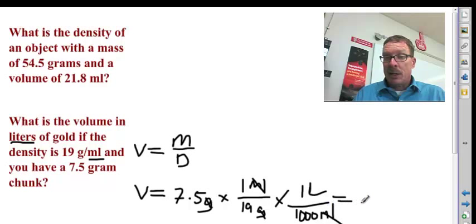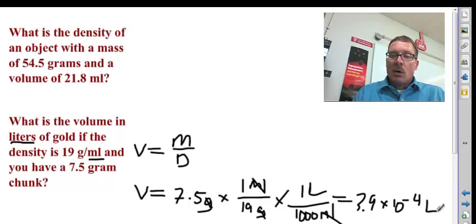divided by essentially 19,000, or it comes out to 3.9 times 10 to the minus 4th liters. Or about just under 0.4 milliliters, which makes sense if I look at my numbers and my mass is slightly under half of my density, then the volume will be slightly under half.